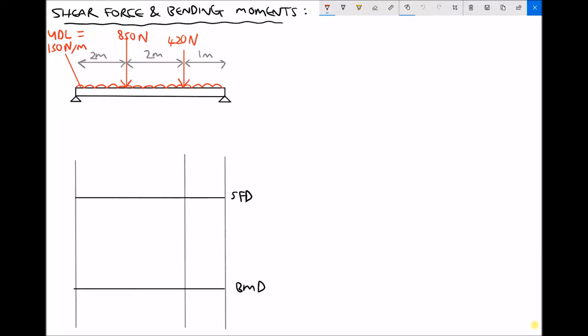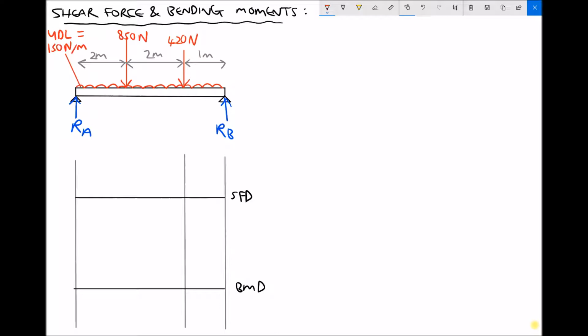Now, one of the things that we've talked about previously is that in order to calculate the support reactions at the left and right hand support, we first need to replace the UDL with an equivalent point load. So if we add to our sketch the things that we're trying to find to begin with, we're trying to find the reaction force at the left hand support, which I'll call RA, and we're trying to find the reaction force at the right hand support, which I'm going to call RB. So before we can calculate the reaction forces at the left and right hand side of that beam, we're going to replace our UDL with an equivalent point load.